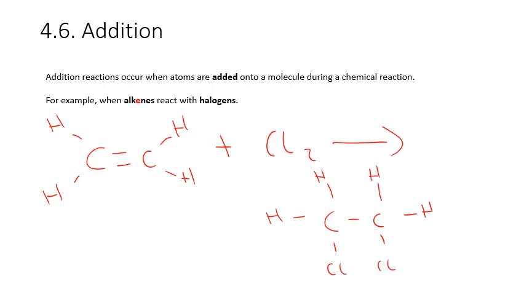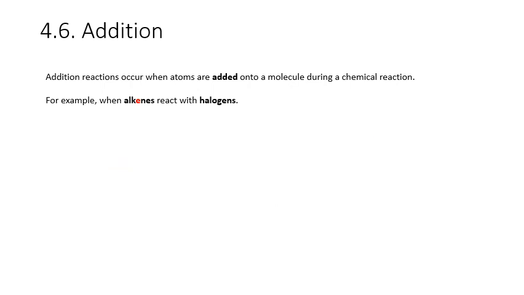So you can see that we have no other products. We had 2 reactants and now we only have 1 product. We've added those 2 together. We've added atoms onto the ethene. It's an addition reaction. So for practice, let's do one more.